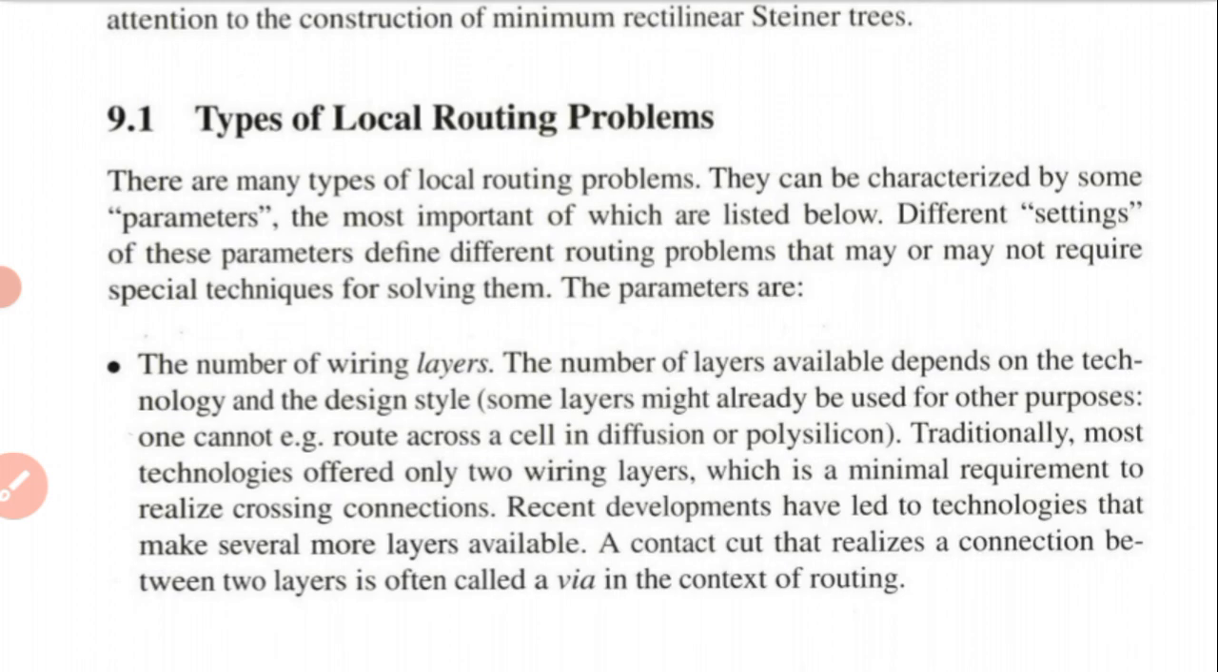With two wiring layers, we place routing below the layer, then we place it above the layer. If there is a single layer, we can route only on top of that layer. In recent technologies, these two layers have been developed into more layers.